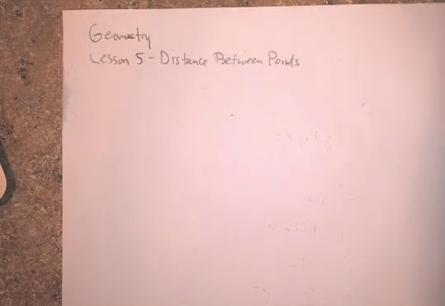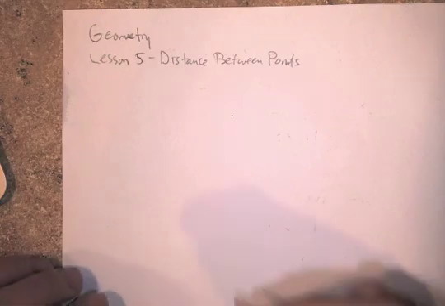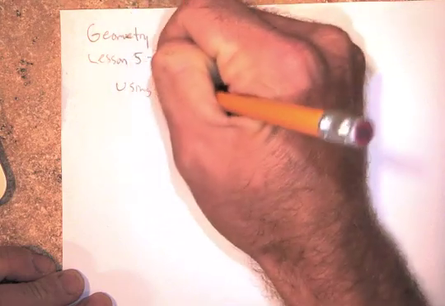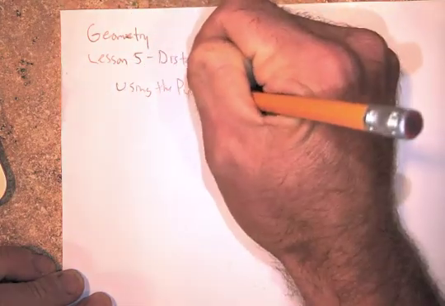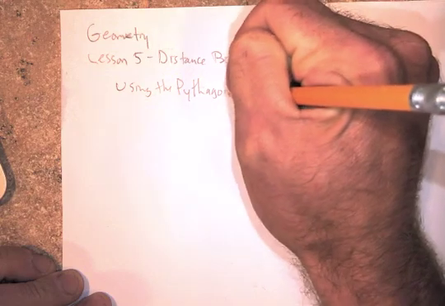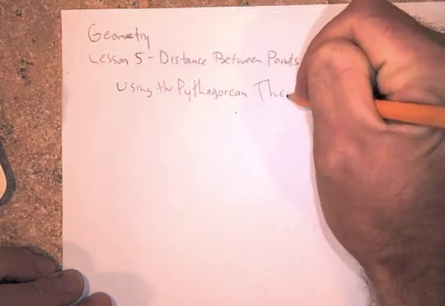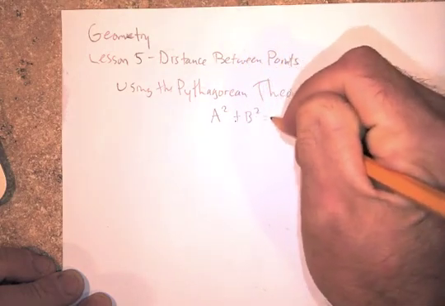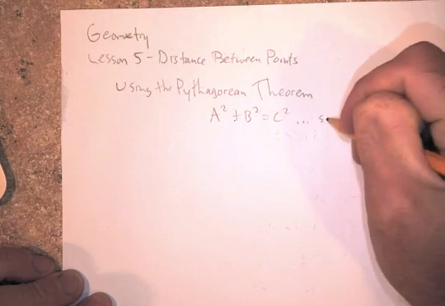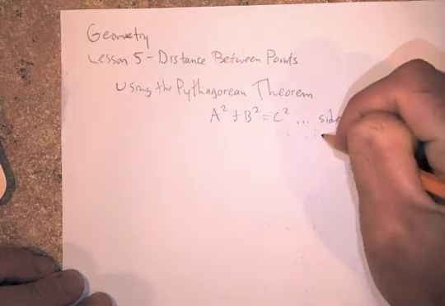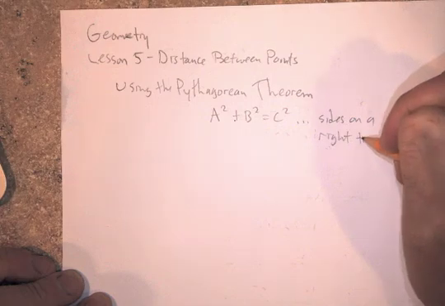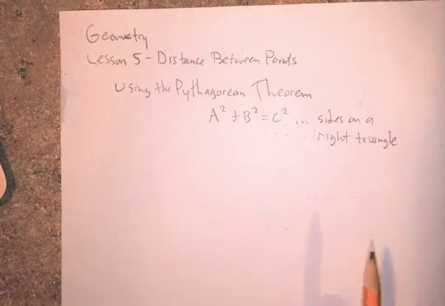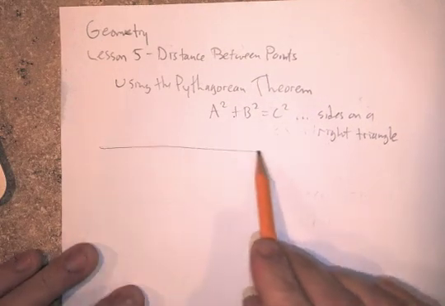Okay, here's lesson 5. We're going to look at the distance between points, especially when they're on an angle. Basically, we're going to be using the Pythagorean theorem. You might remember that. In other words, a squared plus b squared equals c squared for sides on a right triangle. Okay, so we'll review that all right here.